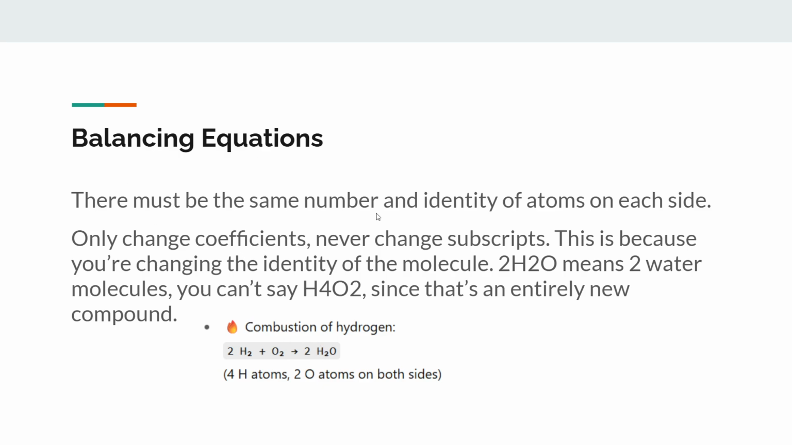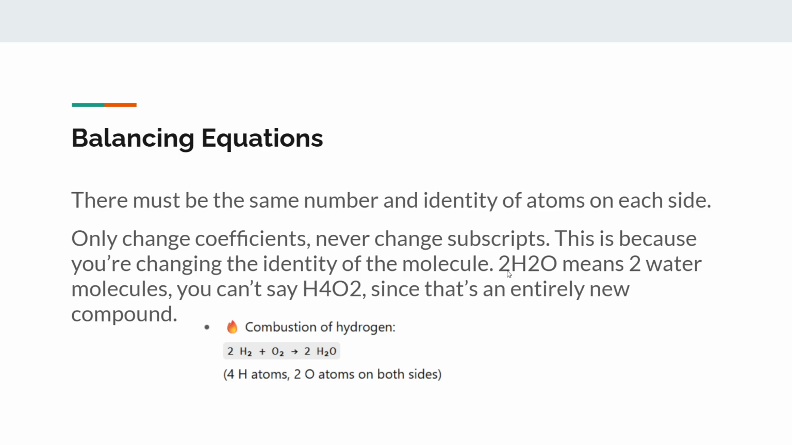So, balancing equations: there must be the same number and identity of atoms on each side. Only change coefficients, never change subscripts. I was confused on why this was for a while, but it's simply because hydrogen gas, which is 2 hydrogen atoms bonded together, if you change the subscript to change the amount of hydrogen atoms you have, you're changing the molecule. It's no longer going to be hydrogen gas. So if we have H2O, which everyone knows, we can simply change the coefficient, and that just means we have 2 water molecules.